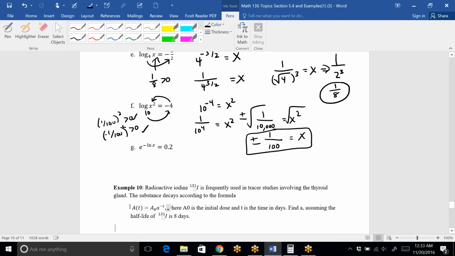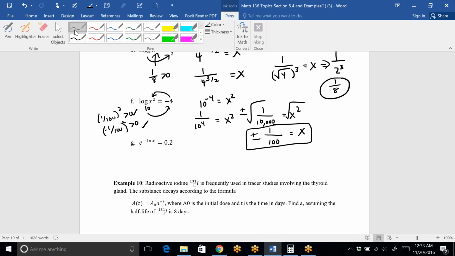This is, notice we have e hidden there. But there's this negative power, so you might want to move that up first. This is e to the, oh, we don't know that rule yet. Sorry, I'm jumping ahead.